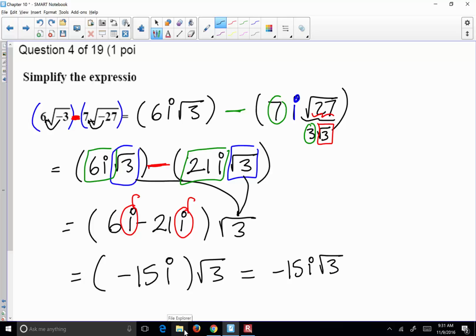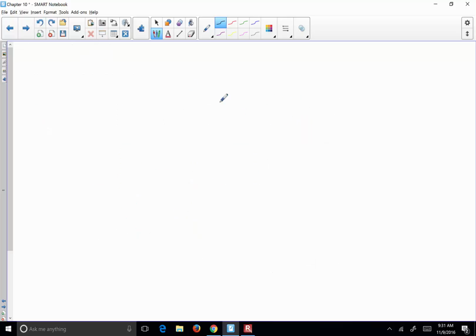How come you're not subtracting the i's though? Because you're doing 6i minus 21i. Just think of this as x's: 6x minus 21x. Do you subtract 20 x's here? i is just a variable like x, okay? Just imagine it like that. So we don't subtract x's and cancel them away.